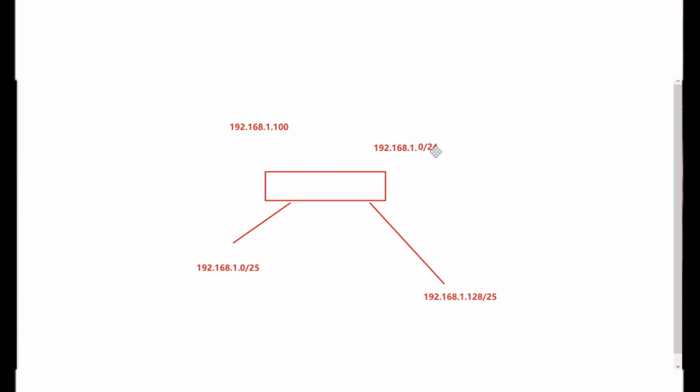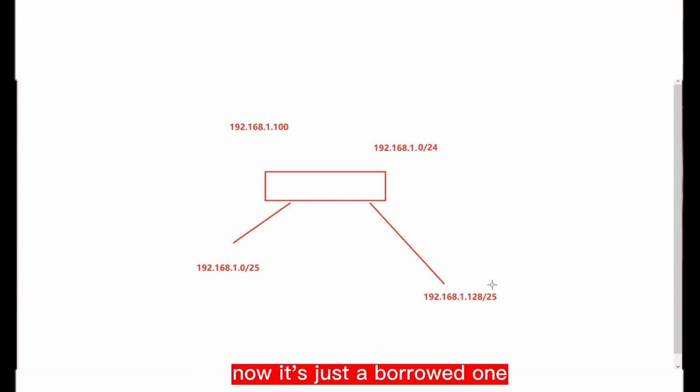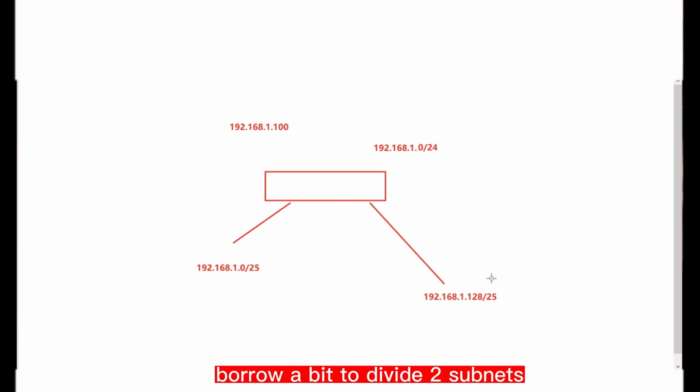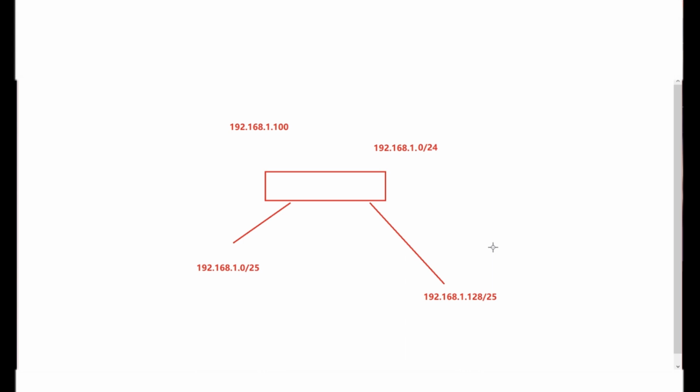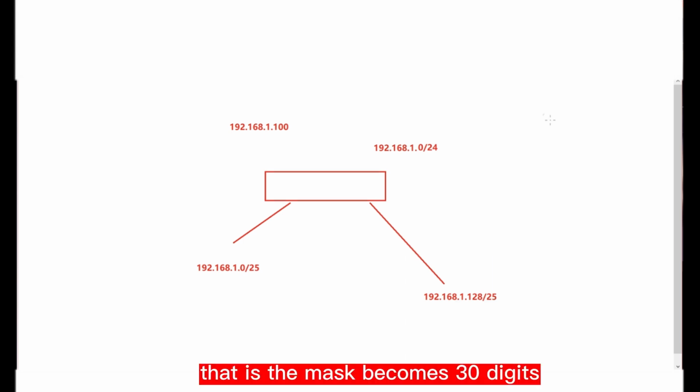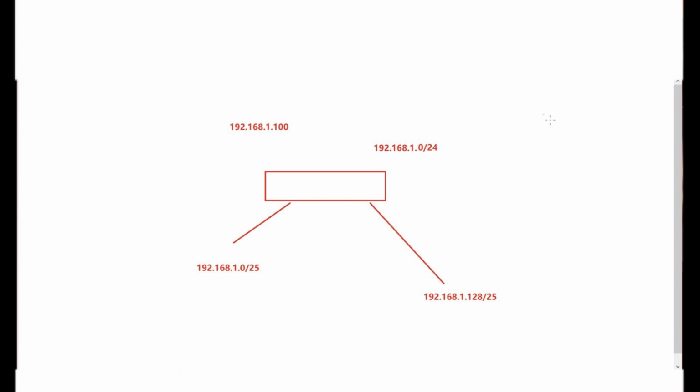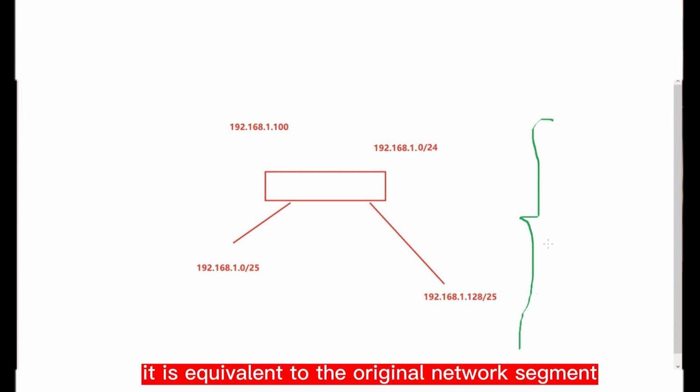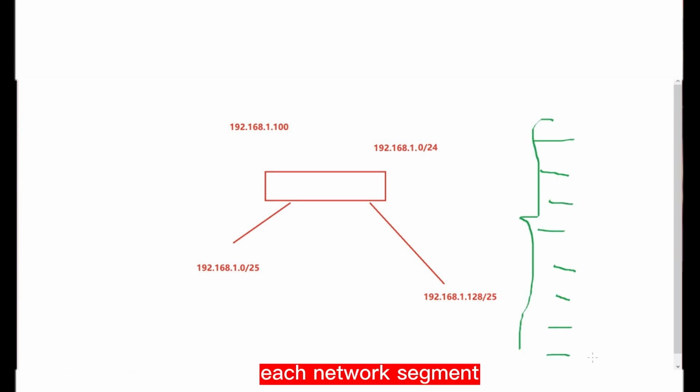But you will find, for this picture, now I've just borrowed one bit to divide 2 subnets. Borrow another, divide again. If you borrow 6, that is, the mask becomes 30 bits, I actually divided 2 to the 6th power of subnets, 64 subnets. We are exaggerating. I divided 64 subnets. It is equivalent to the original network segment being divided into many network segments, each containing a different address range.